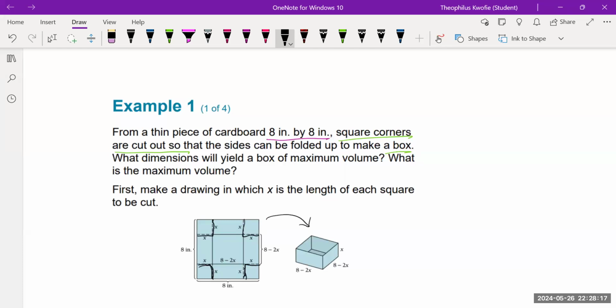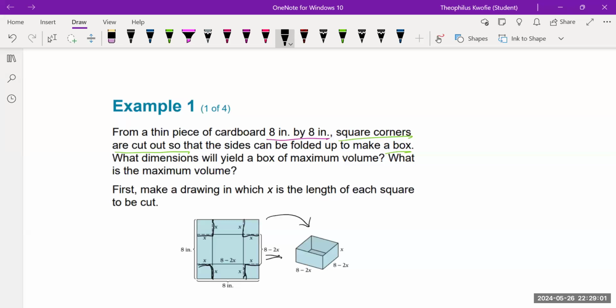Okay. Now, I want to say that for us to move from this cardboard to this box over here, what we are going to do is, remember, each corner has been cut off. And remember, the full length on either side is 8 inches. So if each corner has been cut off, it just means that there has been a reduction in the length. Is that okay? That's why we have 8 minus 2x. Because each corner of this cardboard has been cut off, it means that two cuts have been taken off. So that's why we are going to have 8 minus 2x.